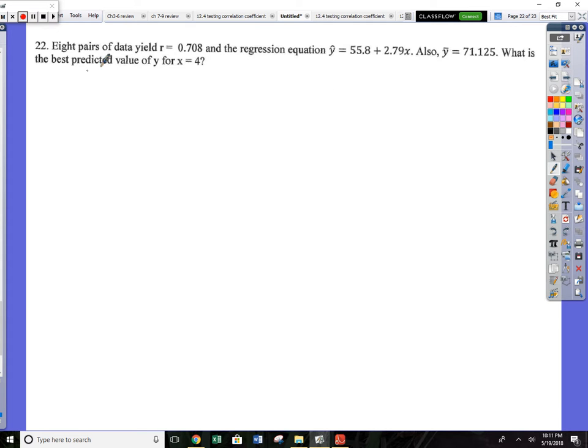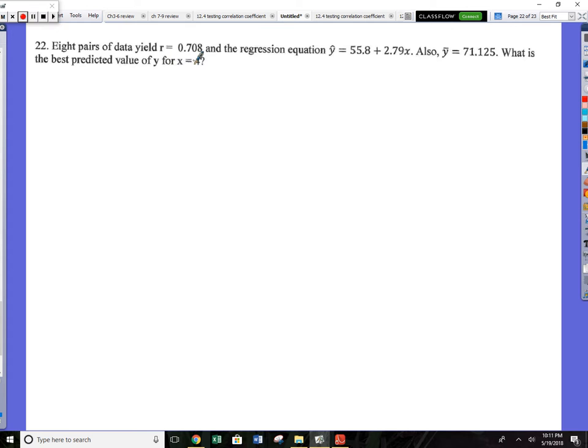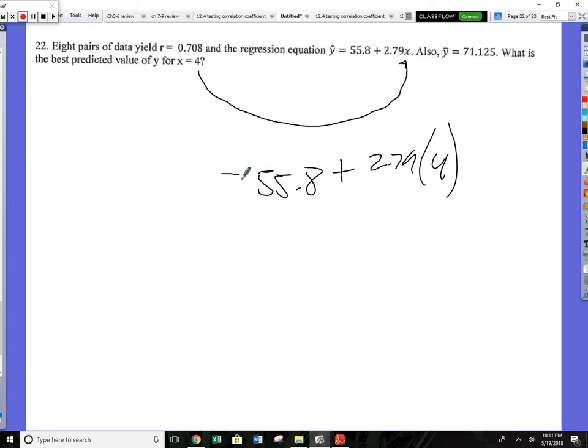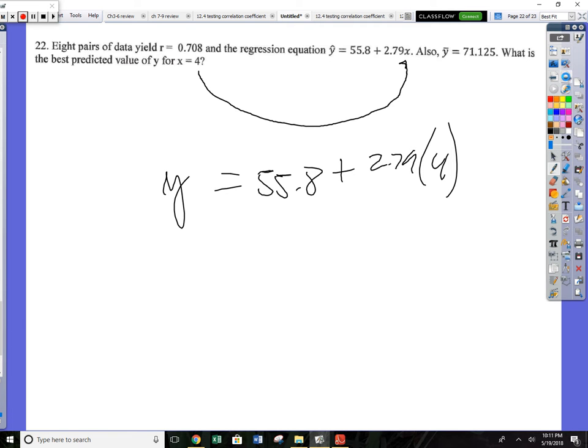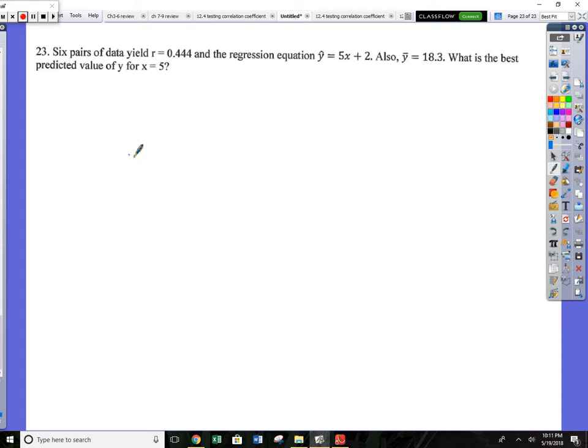We're almost done. So 8 pairs of data yield a correlation coefficient of 0.708, and the regression equation, and so on. What is the best predicted value of y when x is 4? So let's just plug x as 4. So go 2.79 times 4 plus 555.8, and that will give you y. Sounds pretty easy. Just take that value, plug it in for x, do the arithmetic, and that will predict a y. So like our dexterity.